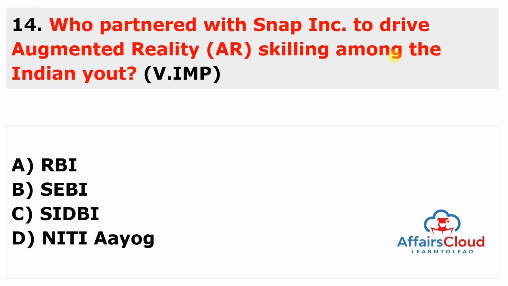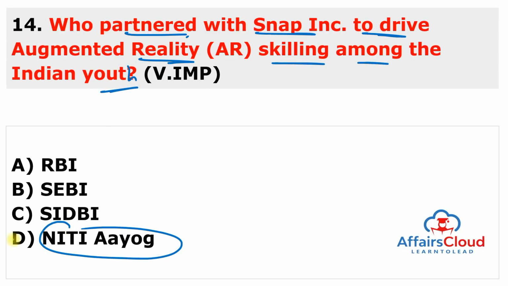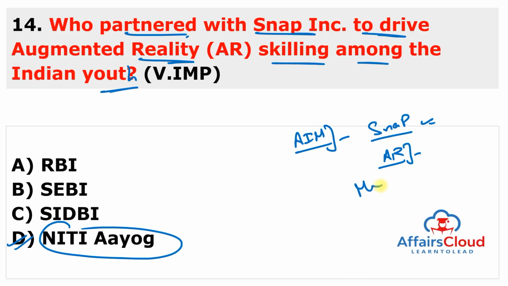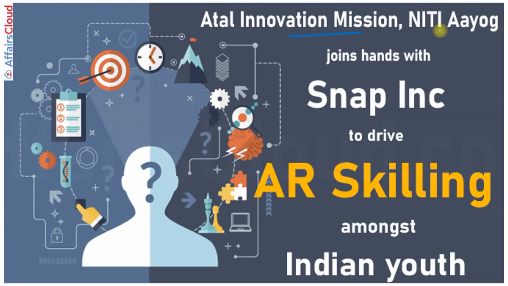Moving to next question. Who partnered with Snap company to drive augmented reality skilling among the Indian youth? And this organization is Niti Aayog. So the answer of this question is D. So during International Women's Day, the National Institution for Transforming India's platform, which is known as Atal Innovation Mission, partnered with Snap company to drive augmented reality skilling among the Indian youth, along with the launch of a hackathon, which is basically related to augmented reality throughout the month of March. So you can see here, this is Atal Innovation Mission of Niti Aayog, which joins hands with the Snap company to drive augmented reality skilling amongst the Indian youth.